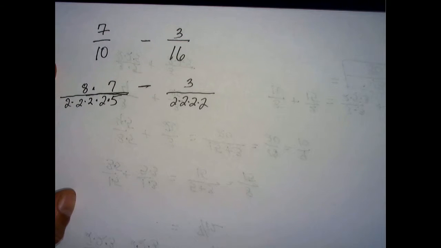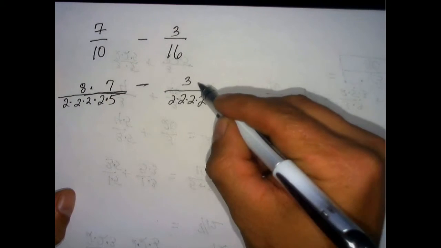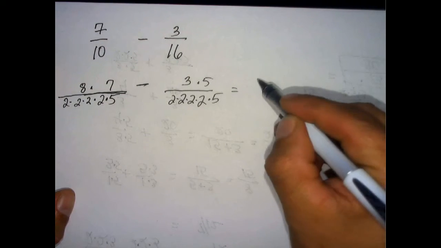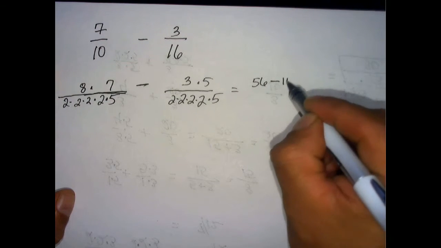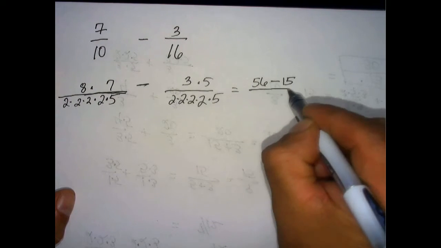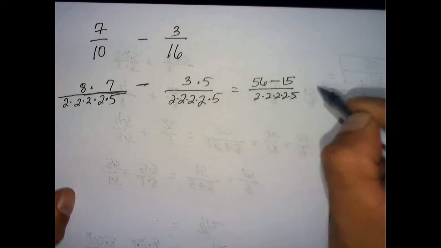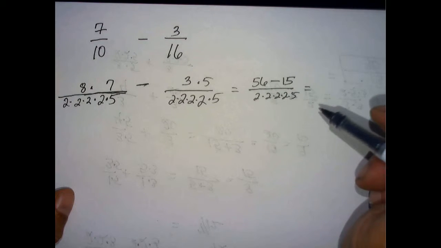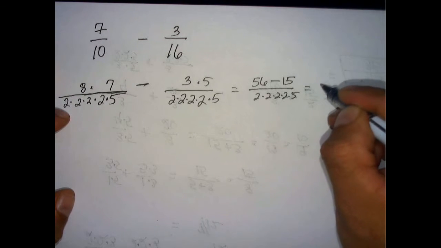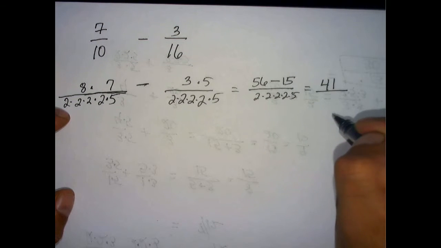This is pretty snappy. What's this guy want? He only wants one thing. 5. He wants a 5. All right. Now we have 56. 8 times 7 is 56. Minus 15. All over 2 times 2 times 2 times 2 times 5. 56 minus 15 is 41? Yep. Over 80.